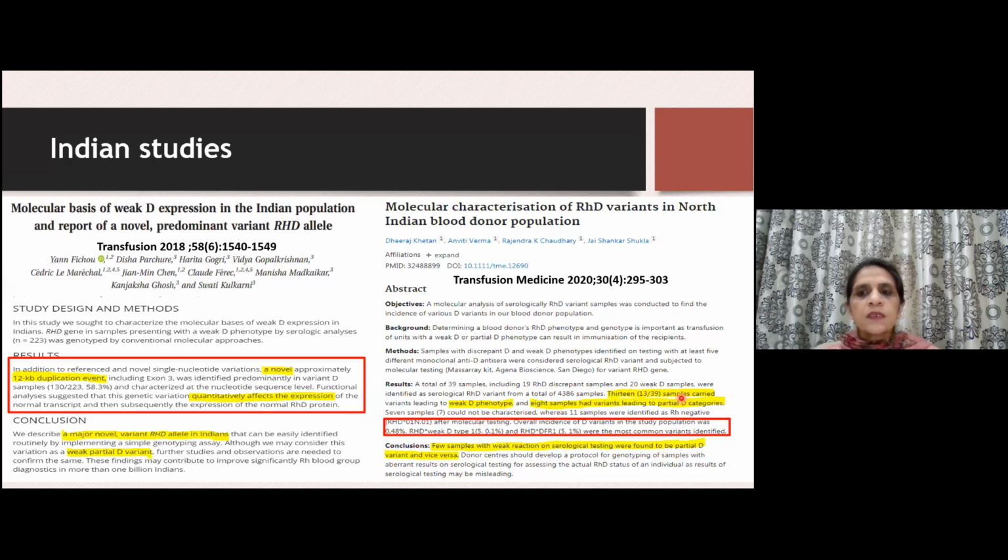In their study, they found that 13 samples had weak D and 8 samples had variants. The overall prevalence of these partial D variants was 0.48%. Amongst them, the commonest were weak D type 1 and DFR1. So what they concluded was that few samples with weak reaction on serologic testing were found to be partial D variants, and the vice versa was also the case.